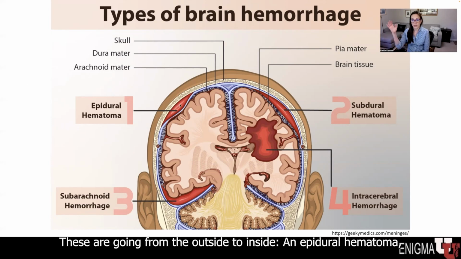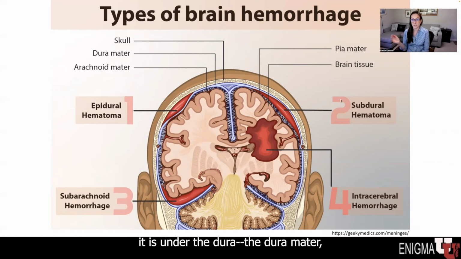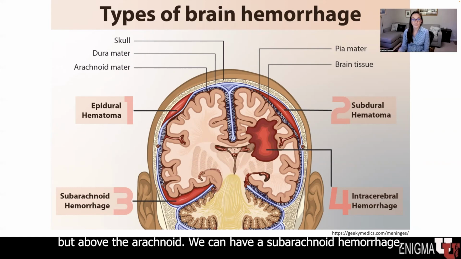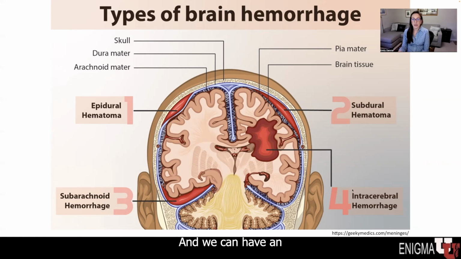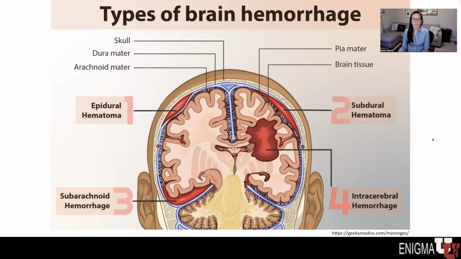These are, going from the outside in, an epidural hematoma, which means that it is under the skull but above the dura mater. There is the subdural hematoma, meaning that it is under the dura mater but above the arachnoid. We can have a subarachnoid hemorrhage, which would be within the arachnoid space. And we can have an intracerebral hemorrhage, which just means that it's in the brain. There are also intraventricular hemorrhages. Those happen within the ventricles or the fluid-filled spaces in the brain.